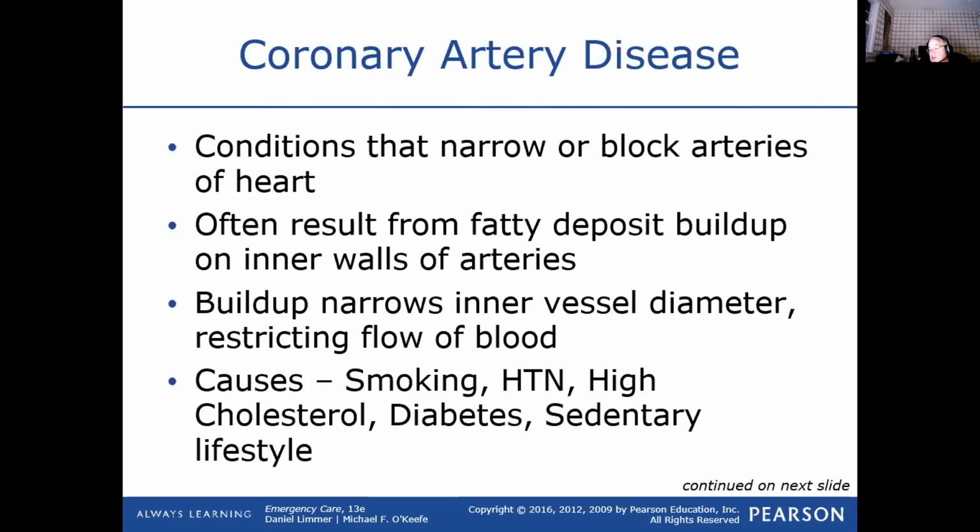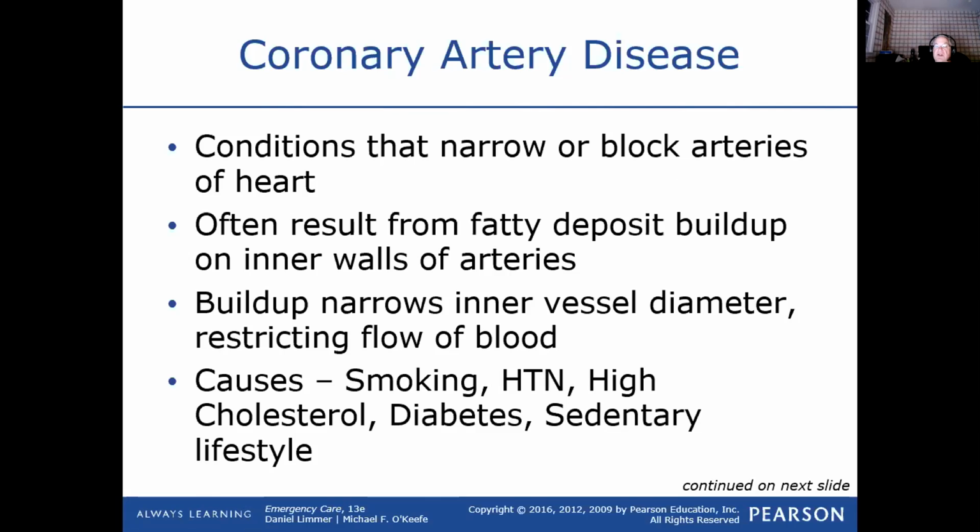Diabetes is a disease, and I know we think it's just a sugar problem, but the disease of diabetes actually damages blood vessels amongst many other things. So people who have diabetes are definitely more prone to having problems in their arteries. And a sedentary lifestyle means you're not active, right? You're sitting at a desk all day long.